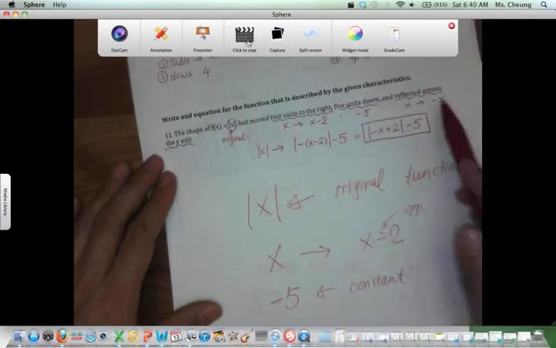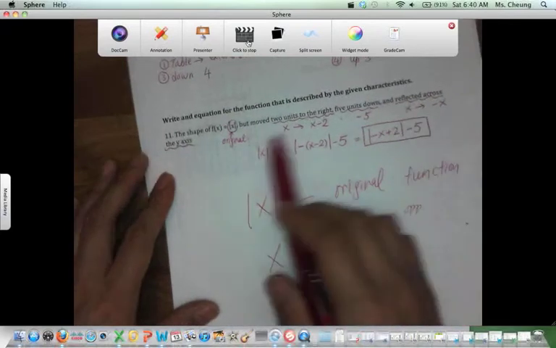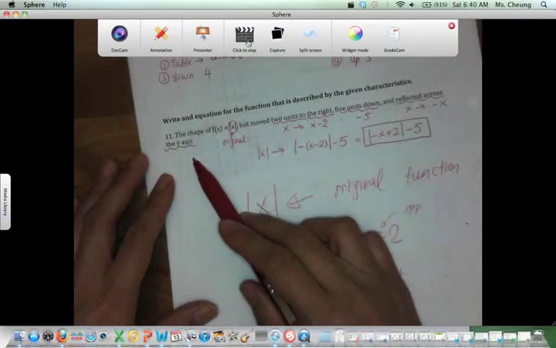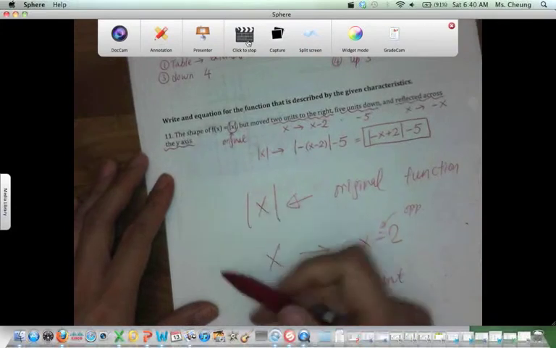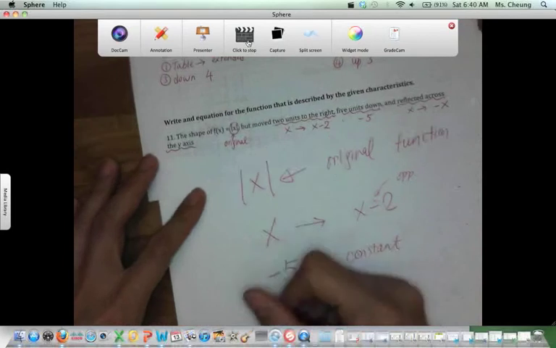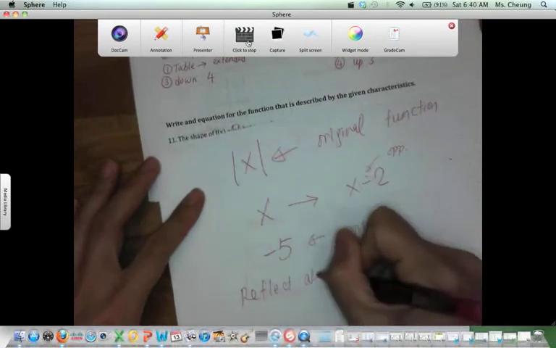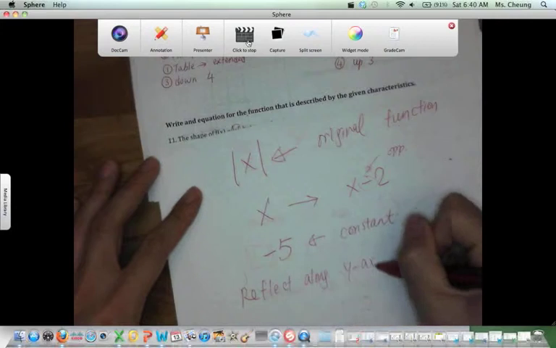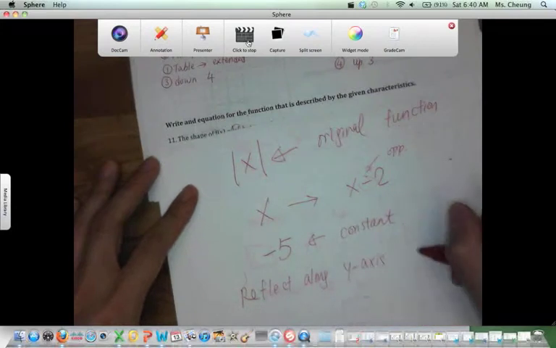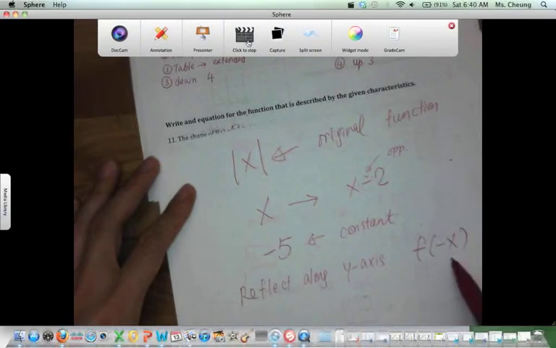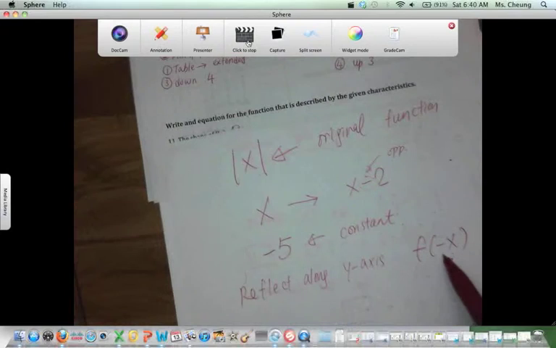And then the last one is reflected across the y-axis. When I need to reflect across the y-axis, you remember when we say we reflect along the y-axis, that means that you are doing this transformation. You have f of negative x. The x inside the function will be changed to negative x. So x becomes negative x.